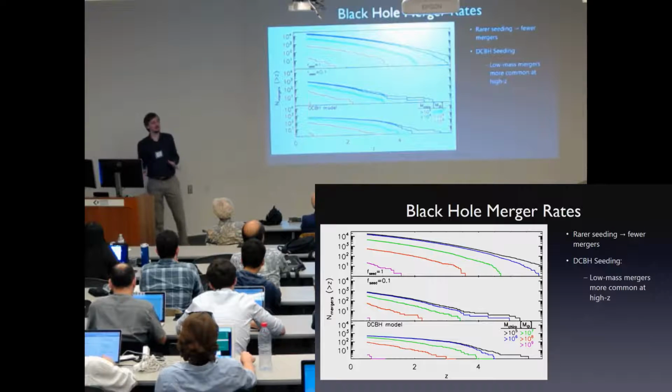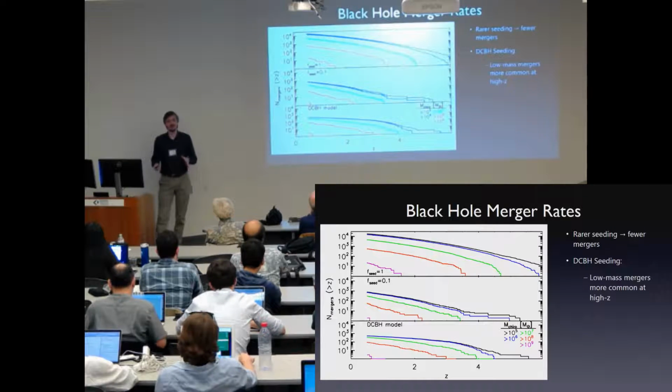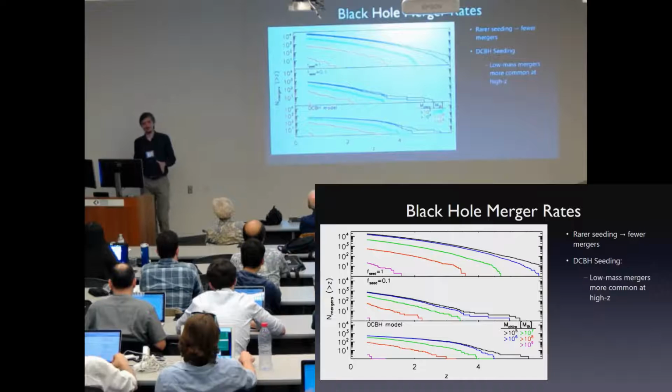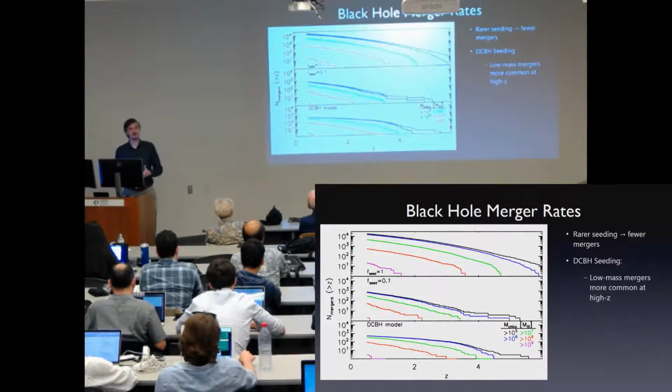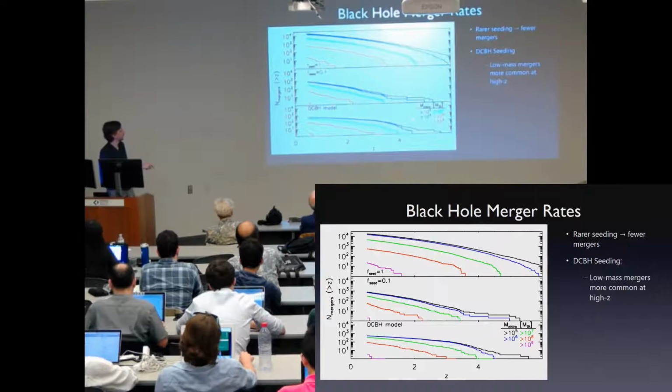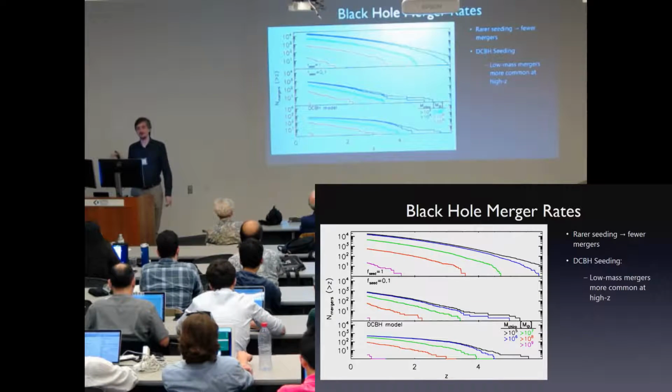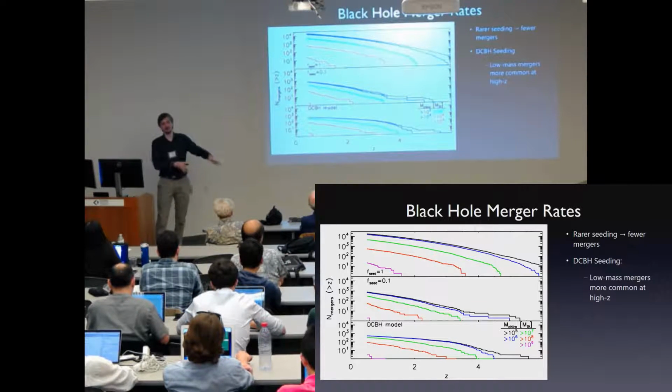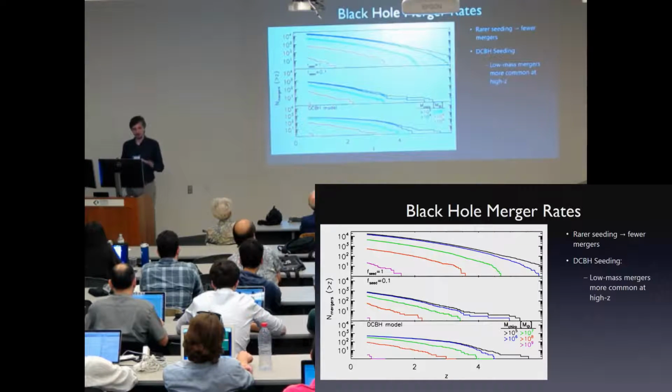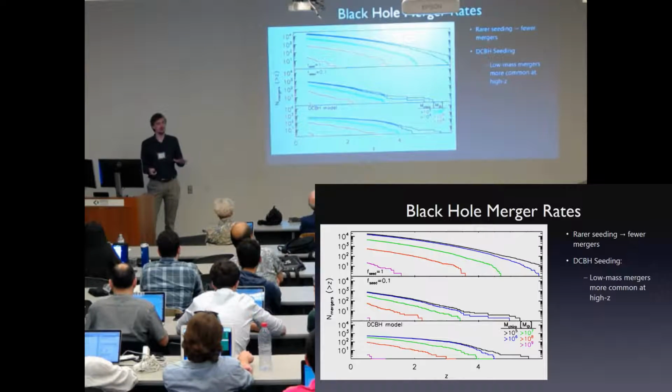But where you get the best potential for differentiating between models is where you might expect, which is the merger rates. So obviously, if you seed black holes more rarely, you have fewer black holes in the universe. They're not going to merge as frequently. So here I've plotted the cumulative number of mergers above a given redshift for a variety of chirp masses. So chirp mass is what gravitational waves are detecting, which we aren't getting for supermassive black hole mergers yet, but from LISA we should be, and there's potential from pulsar timing arrays as well.